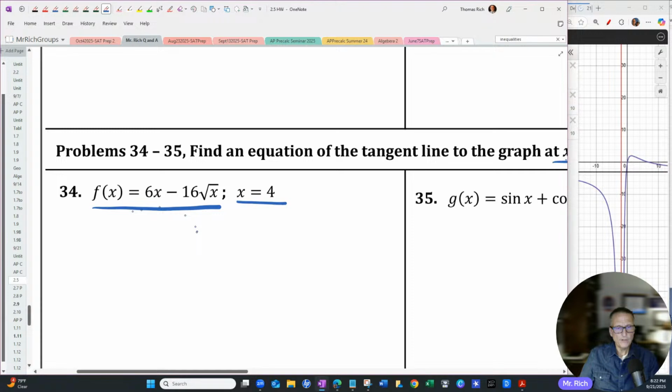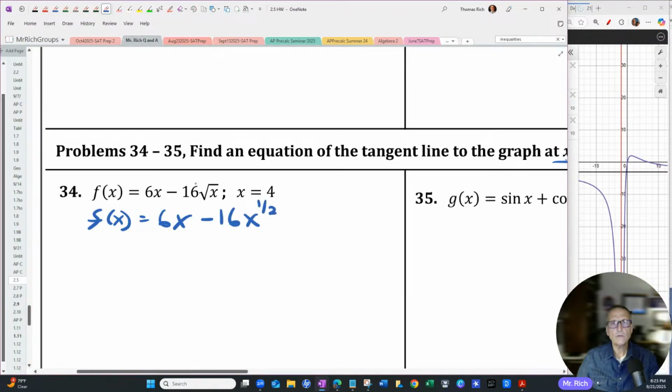So here's what we have to do. We're going to find the derivative of this function. But before I take the derivative, I'm going to change this second term into x to the 1/2 power. I'm going to change that radical into its fractional exponent, x to the 1/2. Now what I'm going to do is take the derivative, f prime of x.